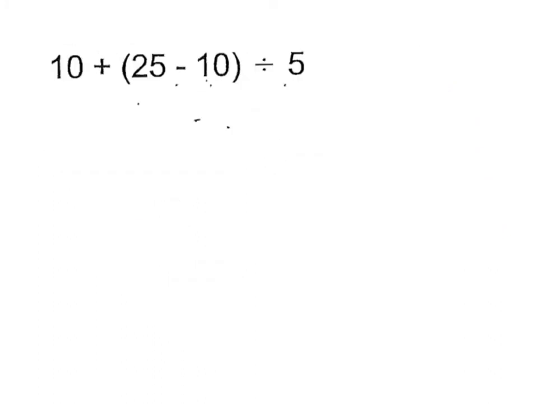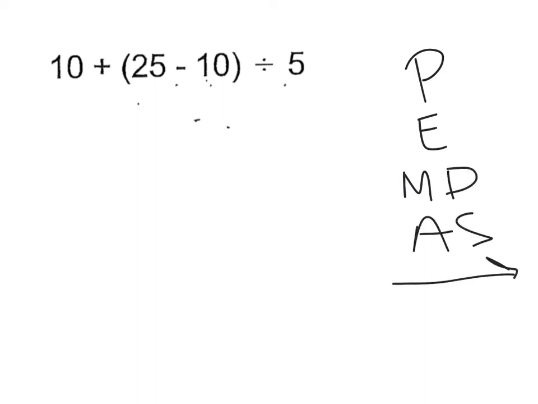All right, next problem. You're looking at 10 plus, open parentheses, 25 minus 10, close parentheses, divided by 5. So as I'm thinking about this, I'm thinking, all right, here we go. I've got a set of parentheses. That's pretty simple. 25 minus 10 is going to take me to 15. That completes my parentheses, so that's going to drop down everything else. I'm good to go here.